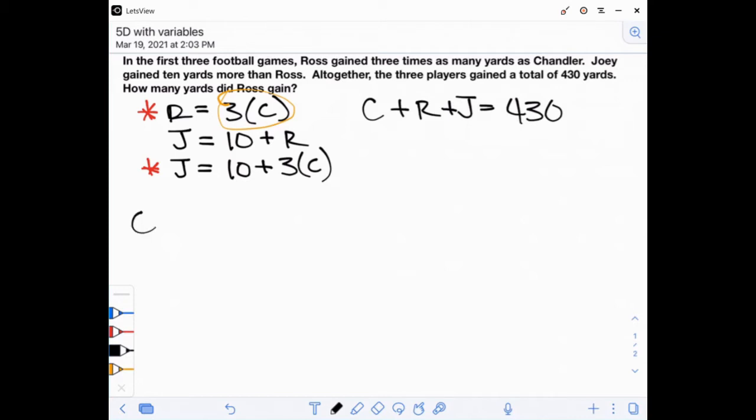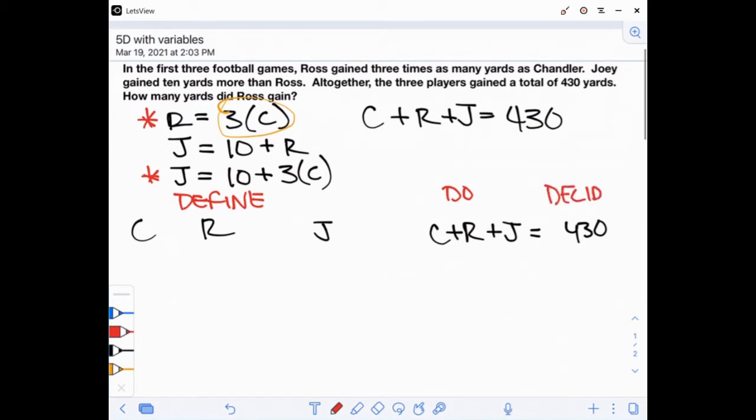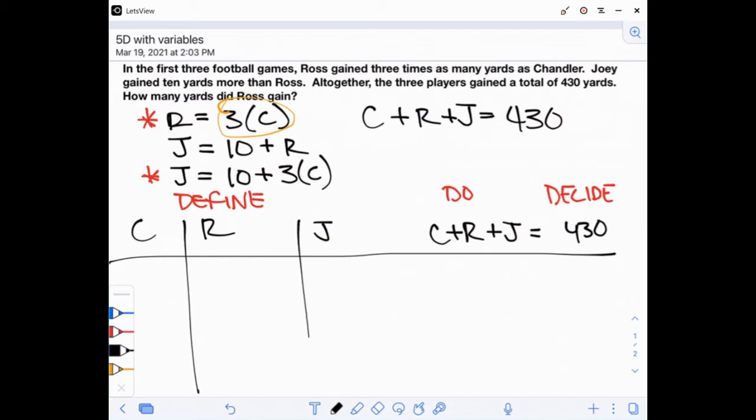So let's set this up. Chandler. Then I know something about Ross, so let's do Ross next. And then finally, Joey. Then I know that Chandler plus Ross plus Joey has got to equal 430. If I wanted to label these sections, this is my define. I'm defining my variables, I'm doing the math here, and then I'm going to decide. Okay, so I've got my table almost set up. Let's put some rows in here, though.